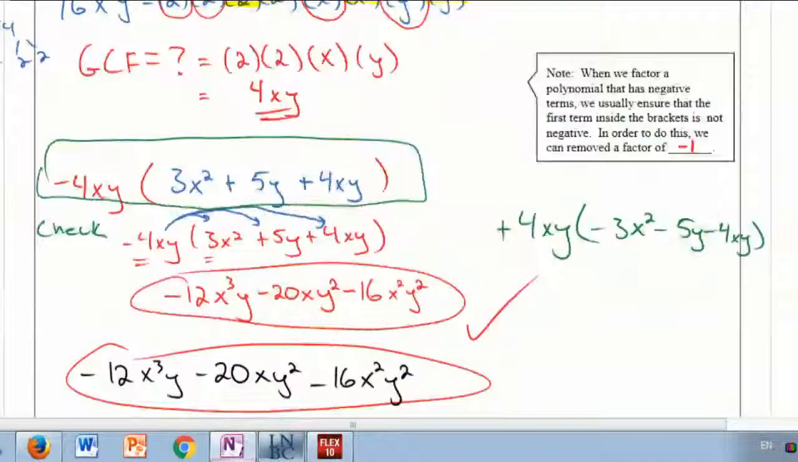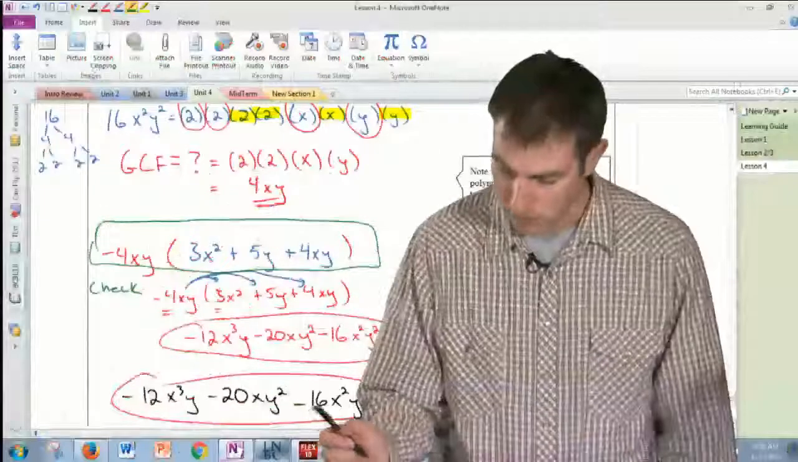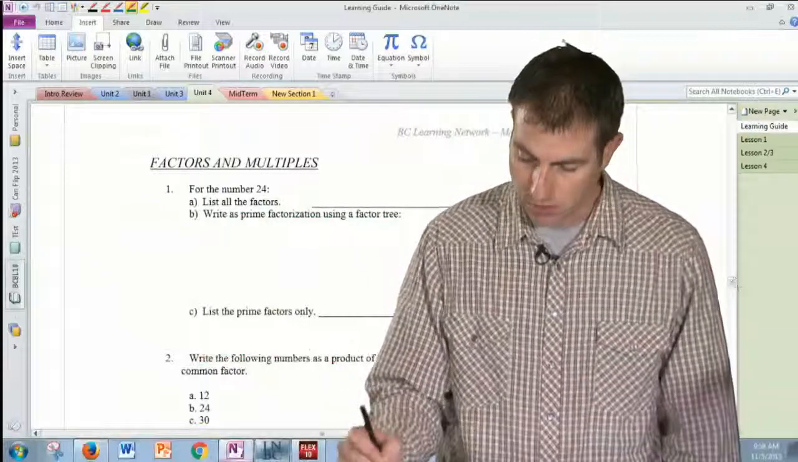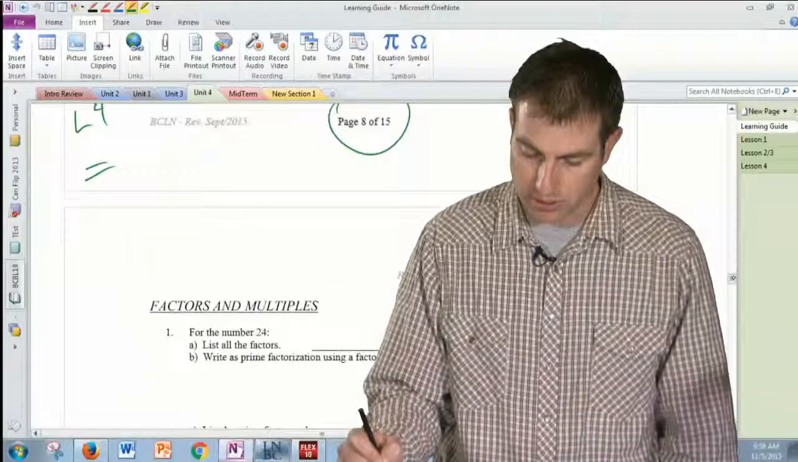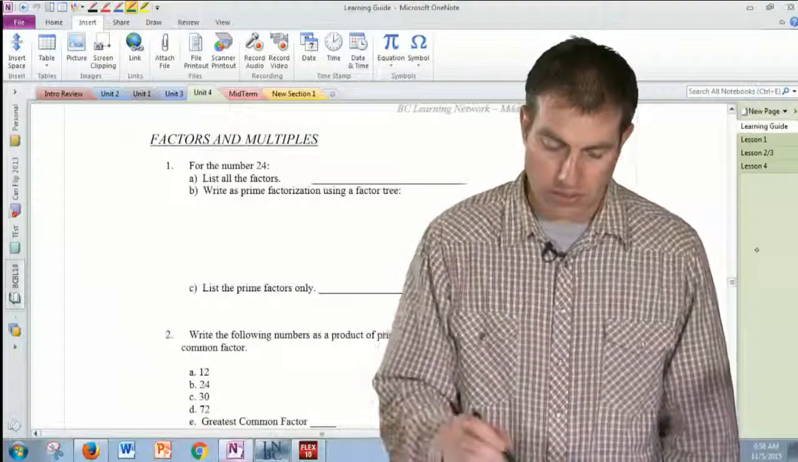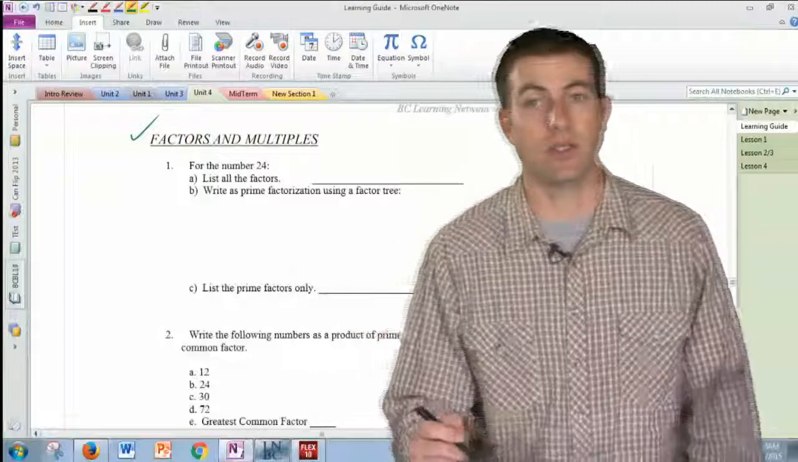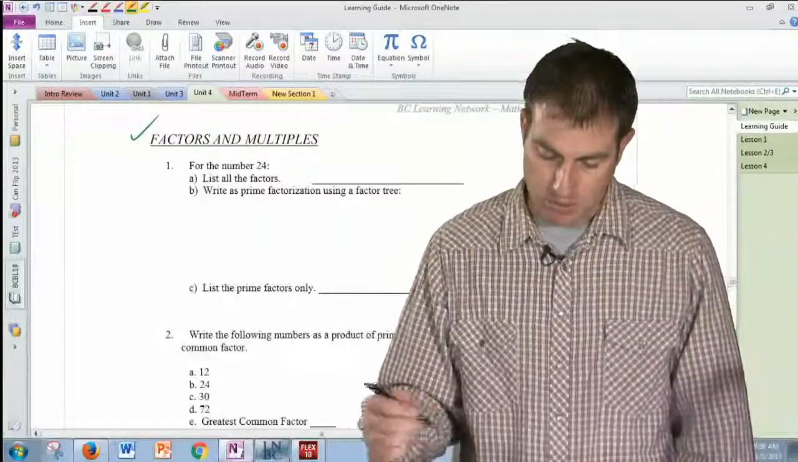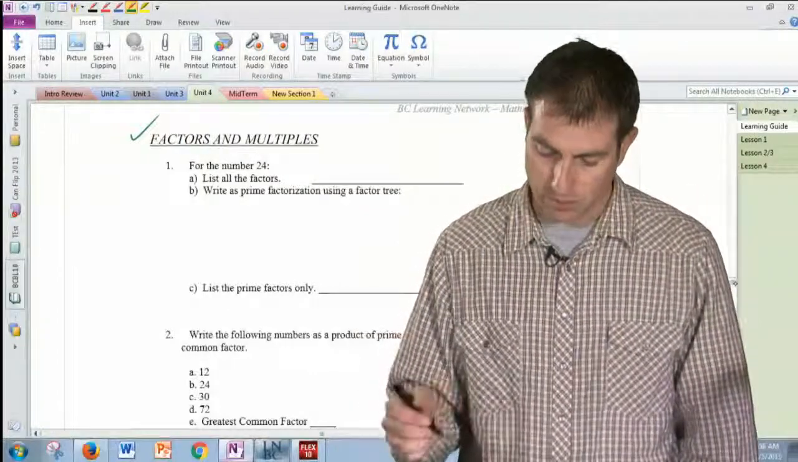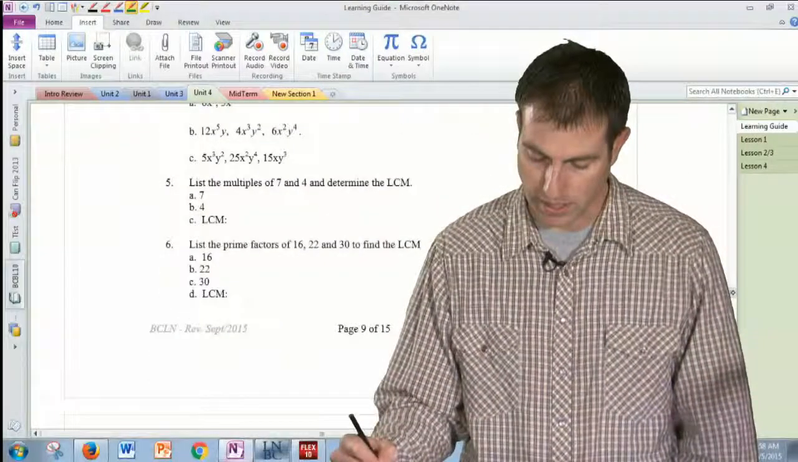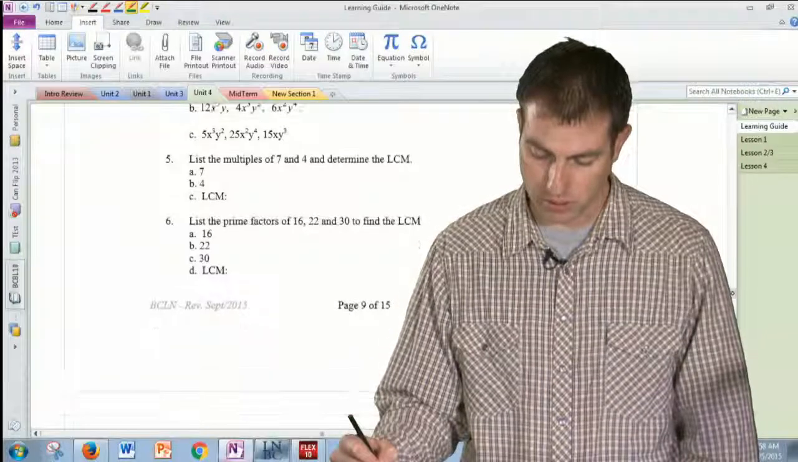Now, I'm just going to take a little peek at the learning guide to see how much we've covered now, and then I'll go over any questions you guys might have. We do have about half an hour for questions, which should be lots of time. So I'm looking at page number 9 now. Factors and multiples, we're good to go with that because this is just breaking things down into their common factors. List the prime factors only. Write the following numbers as a product of primes. So we're good with all this stuff now. So this is page 9. List the prime factors, find the least common multiple.